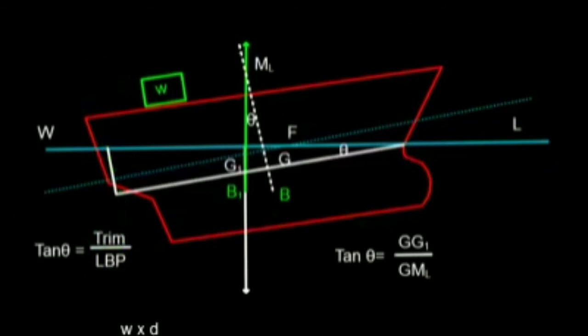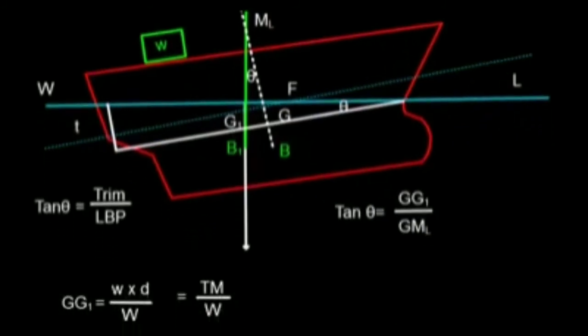Let me again define the trim. Trim is the difference between forward draft and aft draft. So this is the forward draft. Forward draft is a vertical distance from waterline to the keel or vice versa, and aft draft is this one. This one is my aft draft. So the difference between forward draft, and this is also forward draft, this distance. So the difference between forward and aft draft is going to be this one. This is trim.